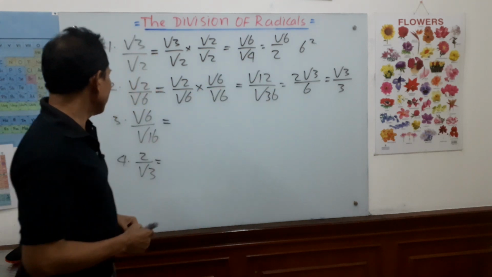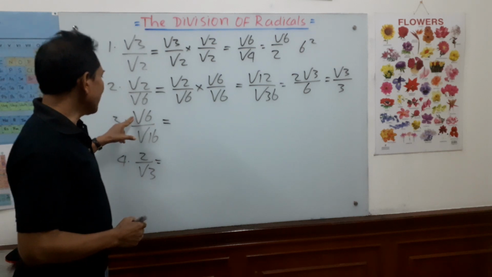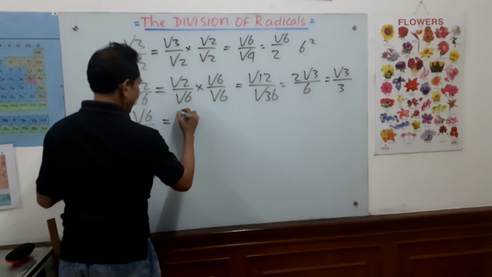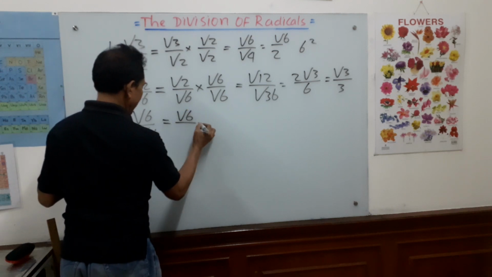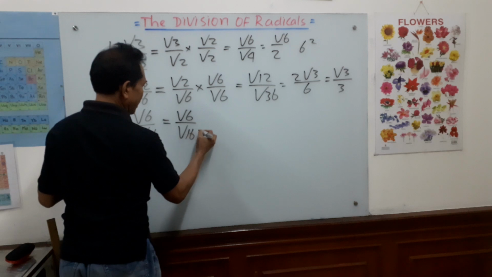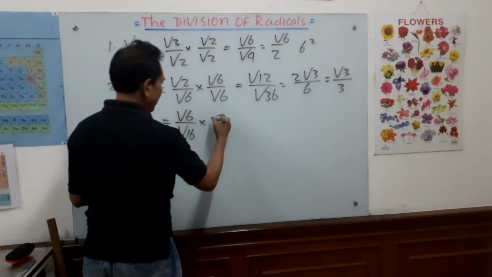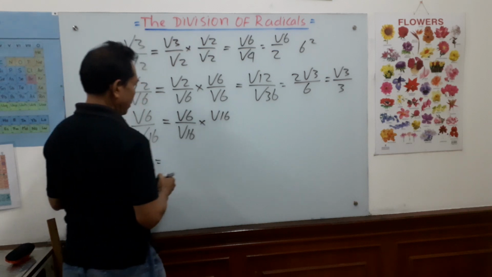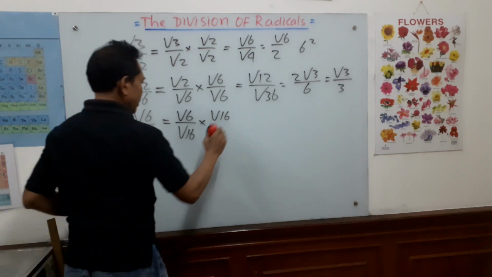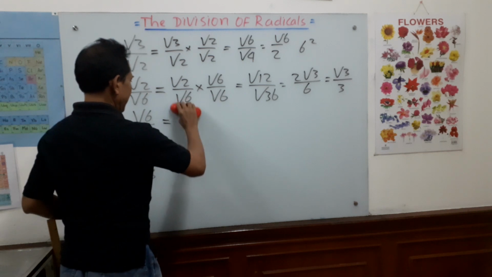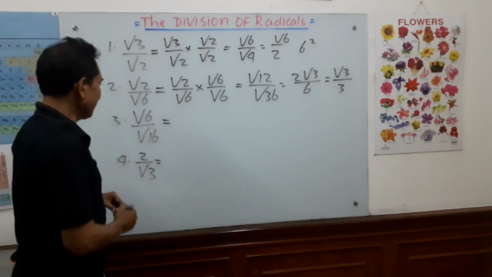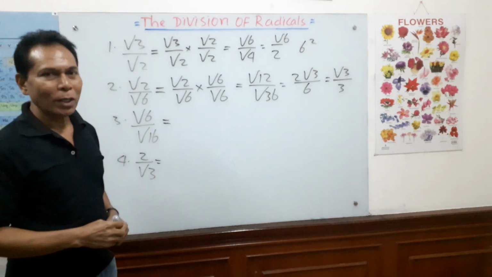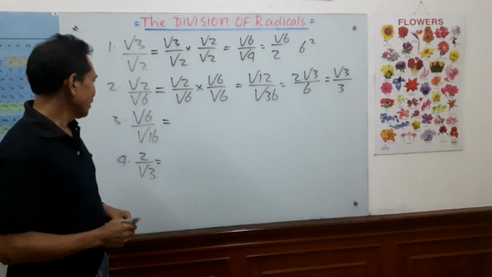Now we go to number 3, square root 6 over square root 16. So we bring here square root 6 over square root 16 times square root 16. Oh, sorry. Children, look here. We should not do it that way. Square root 16 is a perfect square, so we don't need to rationalize this. We can go straight away.